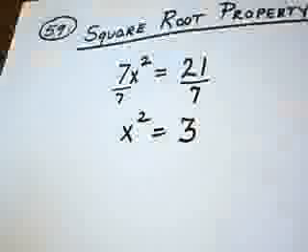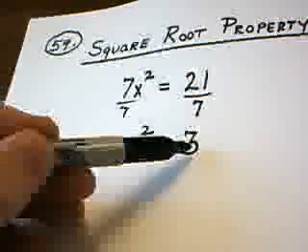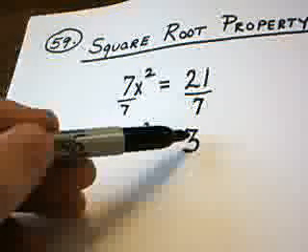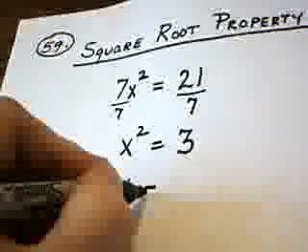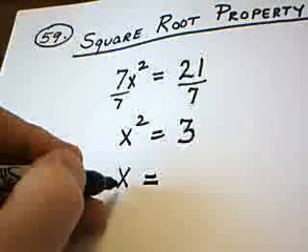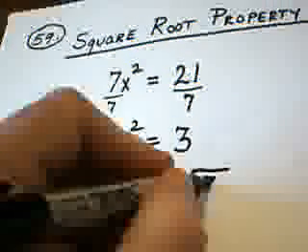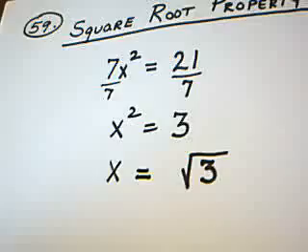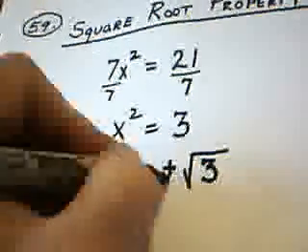Now, what the square root property basically says in English is this: if x squared is equal to some number, and in this case the number is 3, then the answers to that equation, which is what we call x, can be found by taking the square root of 3 and remembering that the answer here can not only be positive, but it may also be negative.